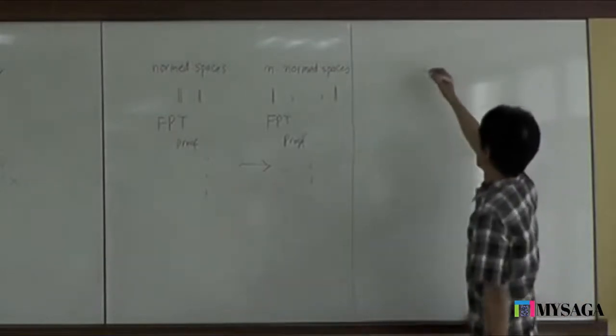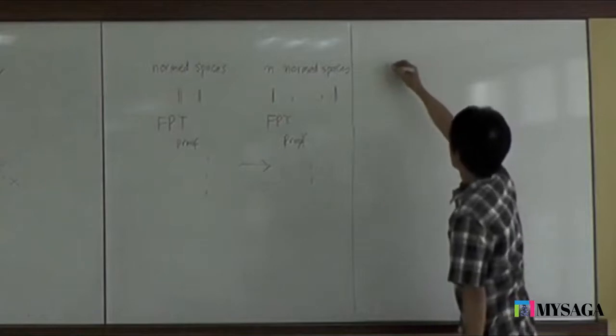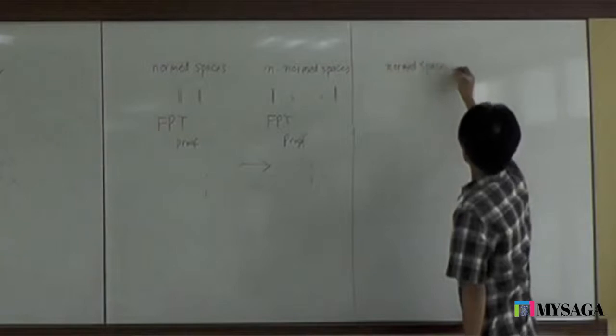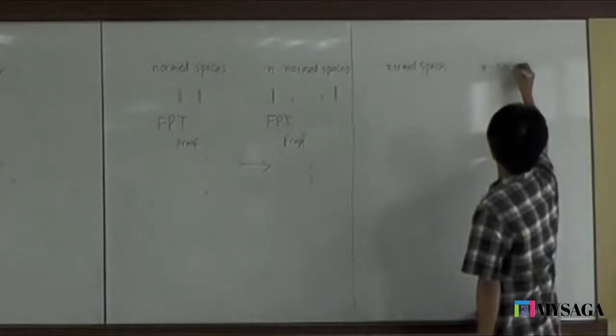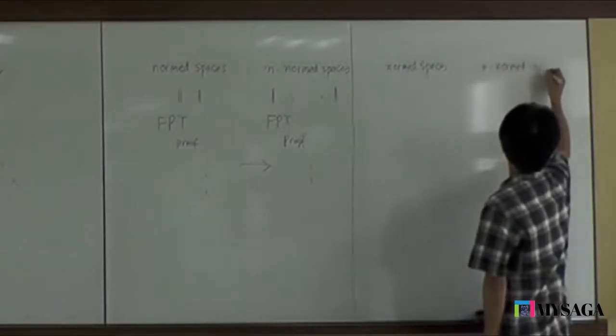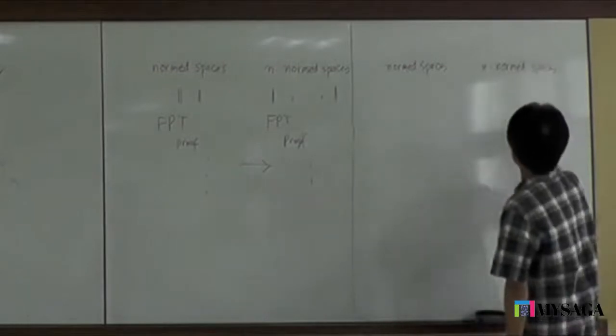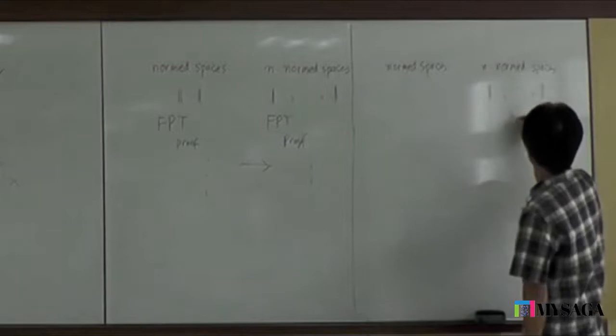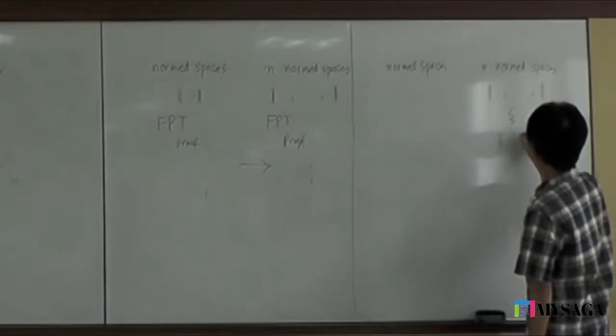So what I do is, here we have norm spaces. We have n-norm spaces. Here we have an n-norm, and from here we define this norm.